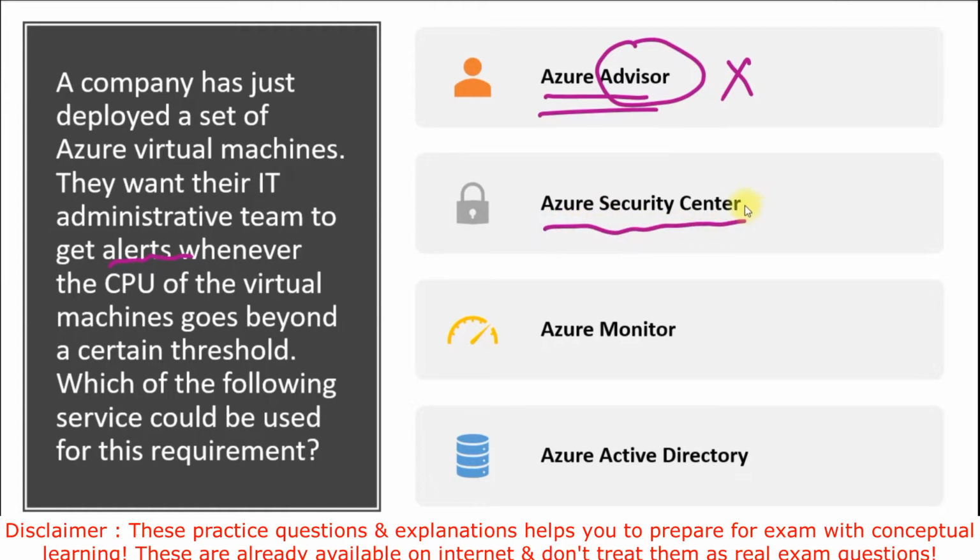And if we talk about Azure Security Center, it actually helps us to manage the security of our resources, and it fulfills three vital roles in our infrastructure. First, it continuously checks our resources for any security threats. Second, if there is any threat, it will secure against that threat. And third, it defends, which means it detects and resolves those threats. So it will help us to secure our environment, but it doesn't send any alert for the CPU going beyond the threshold. So it is not correct.